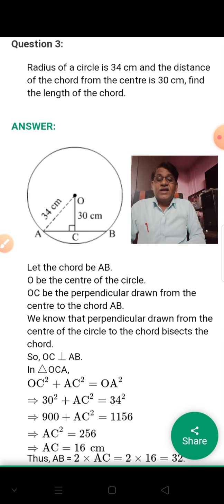Thus AB is equal to... you already found out the AC, but AB is double of AC. Okay, therefore AB is equal to 2 into AC. Therefore AB is equal to 2 into 16, which is 32. Right. So in this way you can find out the AB, the length of the chord. Now come to the next question.